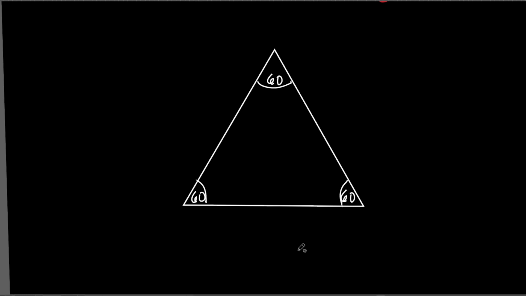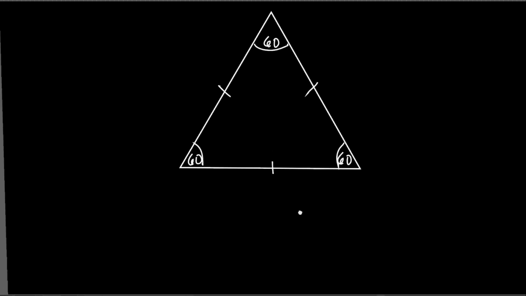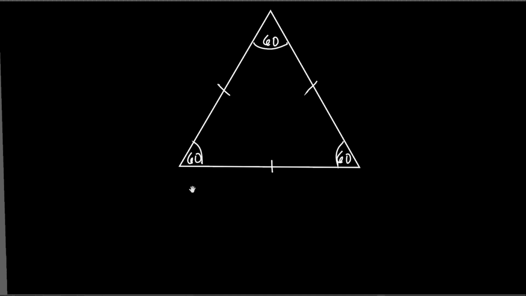Now watch this. What do I know about the sides? Let's just say I was told that two of these sides are equal to each other. How do I know if that side down here is equal to these two? Well, this is opposite of 60. This is opposite of 60. And this is opposite of 60. So guess what? All three sides are going to be equal. Let me move this up just a little bit. What we say is this.